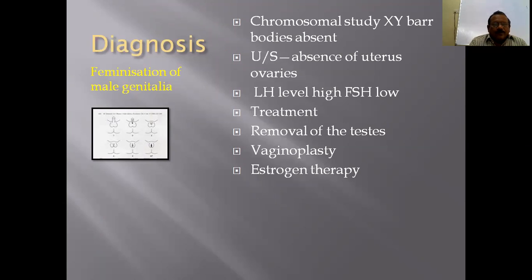For diagnosis of feminization of male genitalia: chromosome study XY, Barr body is absent, and ultrasound shows absence of uterus and ovaries. LH levels are high, FSH levels are low. So we have to treat them: removal of the testis, vaginoplasty, and estrogen therapy. The testis is removed because they are likely to turn malignant if they are not descended, either in the inguinal region or in the labia. A neovagina has to be created, and estrogen therapy is to be given.